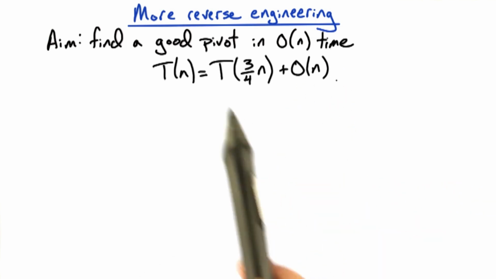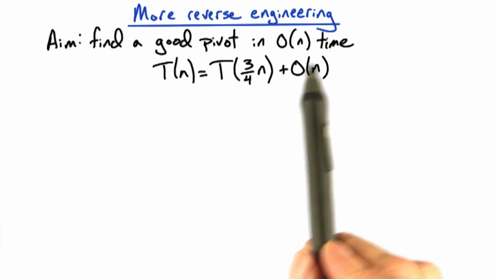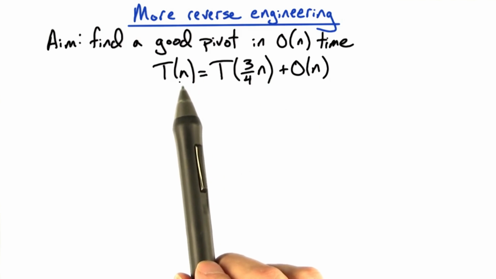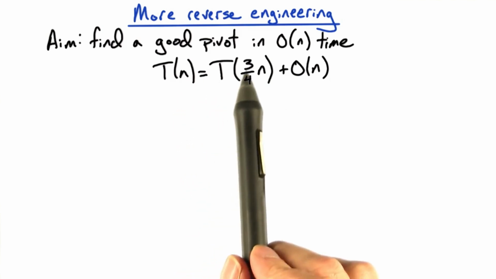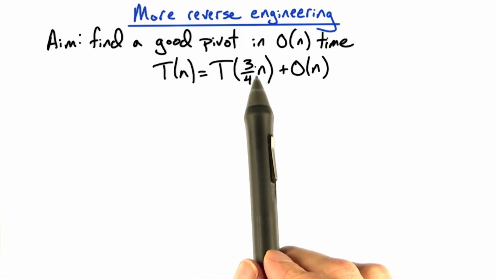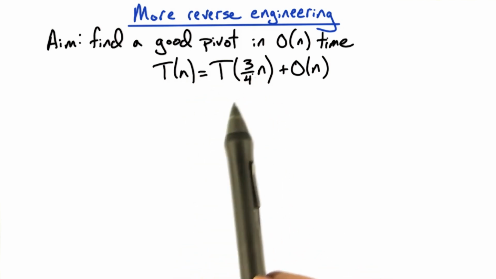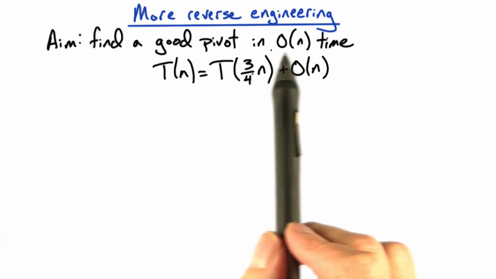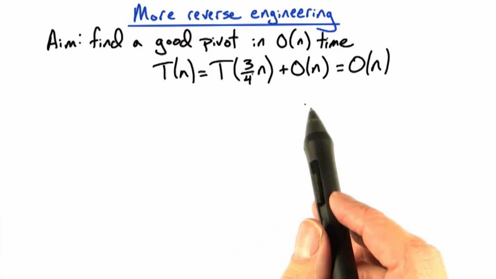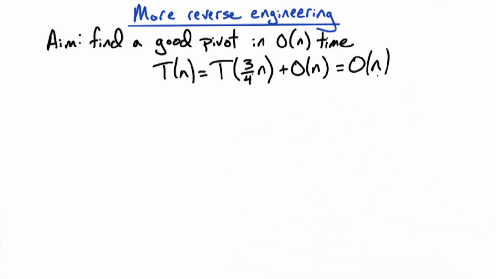Now if we can successfully find a good pivot in order n time, then the running time of our algorithm will satisfy the following relation. T of n is at most T of 3/4 n, because it's a good pivot, so the subproblem would be of size at most 3/4 the original size, plus order n to find the good pivot, and order n to partition A into the 3 sets. Now this recurrence solves to order n. So the overall running time of our algorithm will be order n.